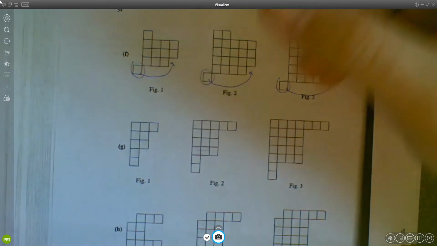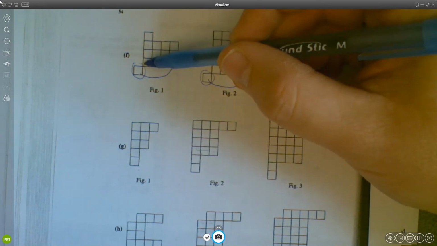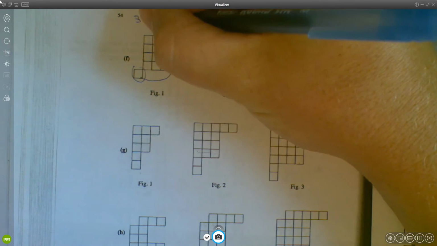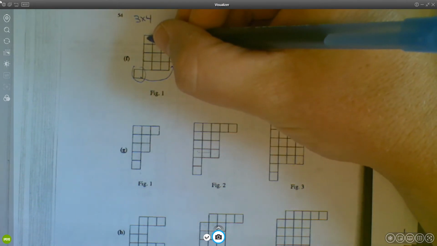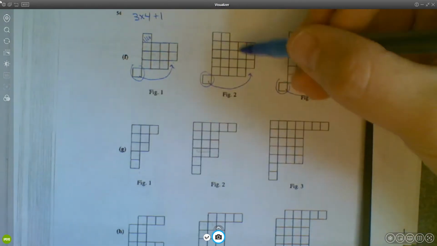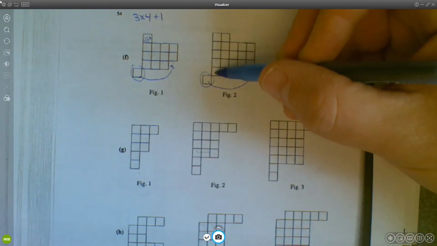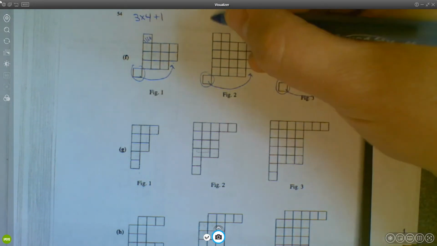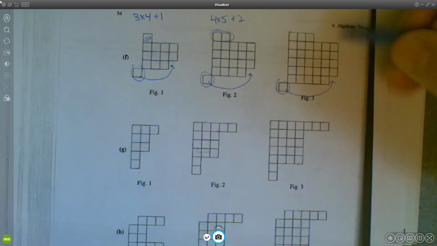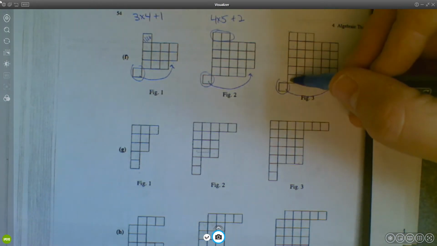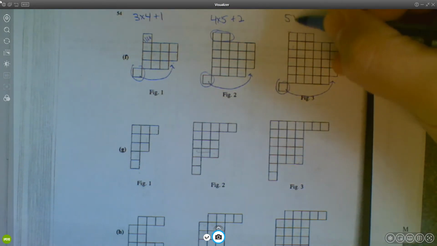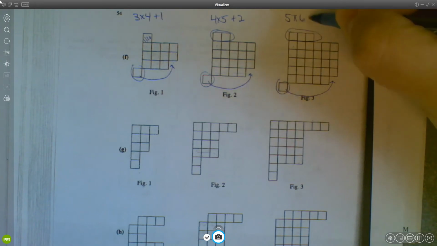If I do that, then what I really have in figure 1 is a 3 by 4. Right? So figure 1 would be a 3 by 4. And then I have this extra 1 up here, so I'm going to say plus 1. For figure 2, I would have a 4 by 5. And then I have these extra 2, so plus 2. And for figure 3, I would have a 5 by 1, 2, 3, 4, 5, 6. So it would be a 5 by 6. And then I have these extra 3, so it would be plus 3.